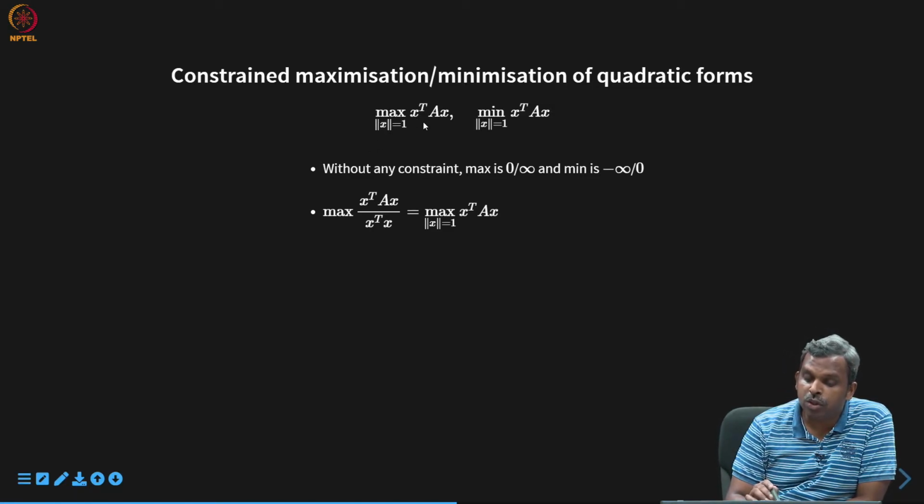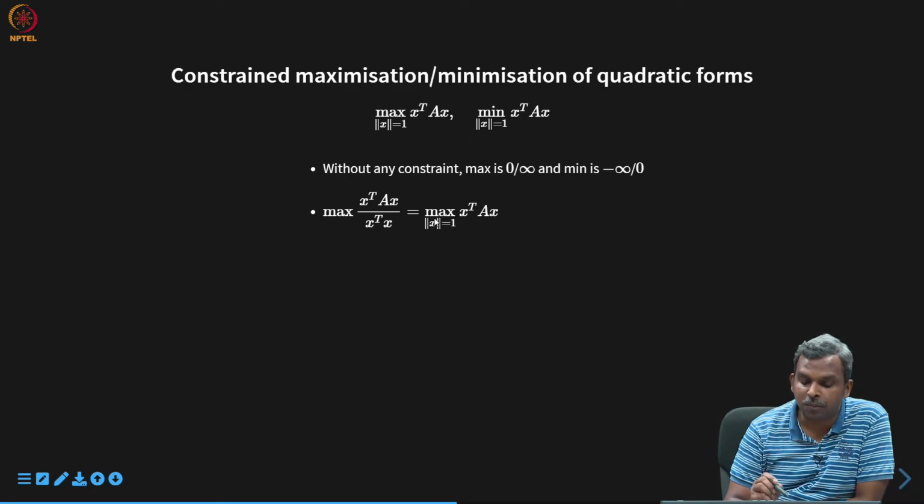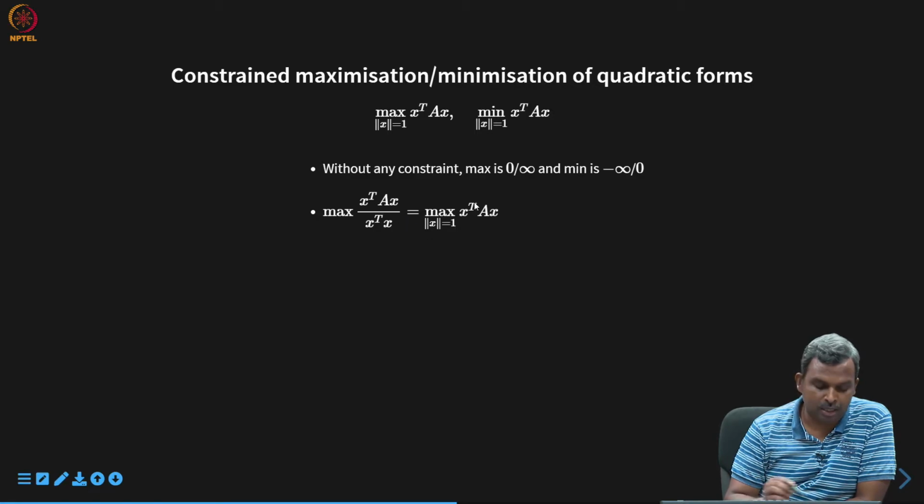So, another way to view this problem, if you do not like this constraint, if you want to think of some other version of this problem, is to look at this problem. You max over all X, X transpose Ax by X transpose X. Now, X transpose X is just mod X squared, right. So, you can push that into the X and the X here. So both of these are equivalent, okay. It is not difficult to see that both these are equivalent.